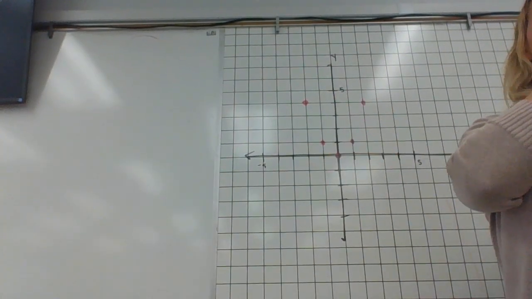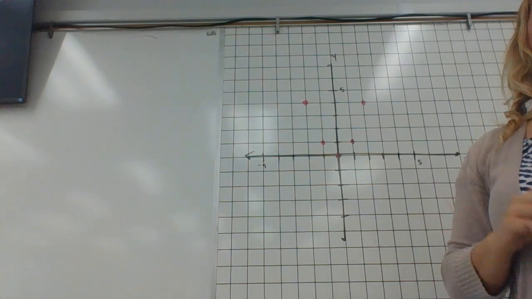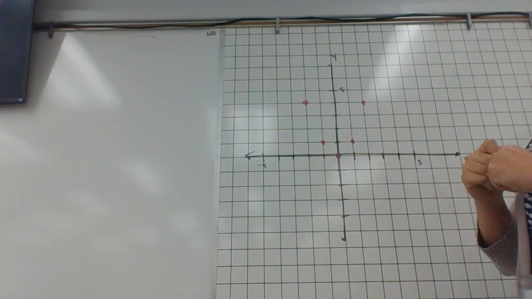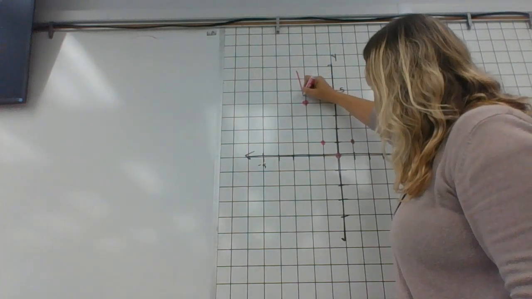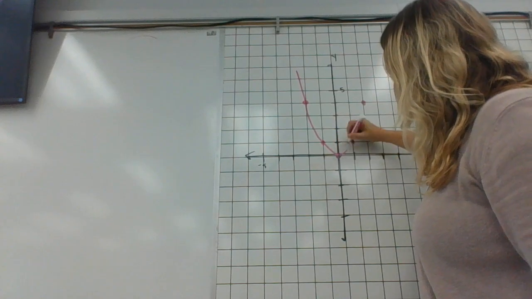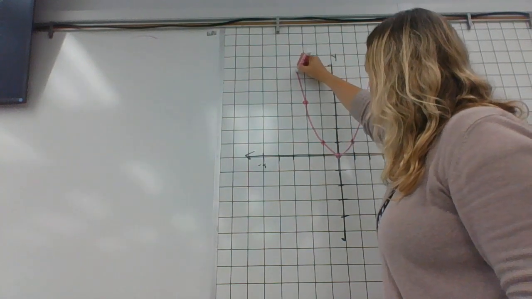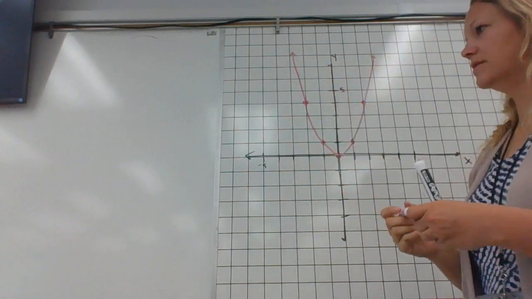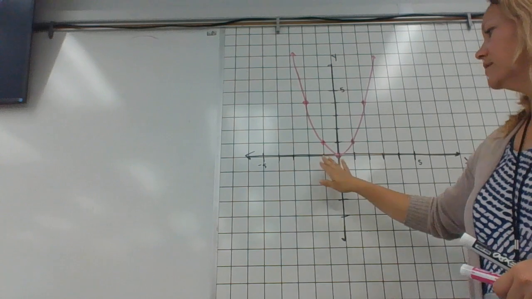Be careful not to make a V shape. This is very specifically a curve. It's very specifically a U shape. So you start up here, you move down through your points, and you curve back up.